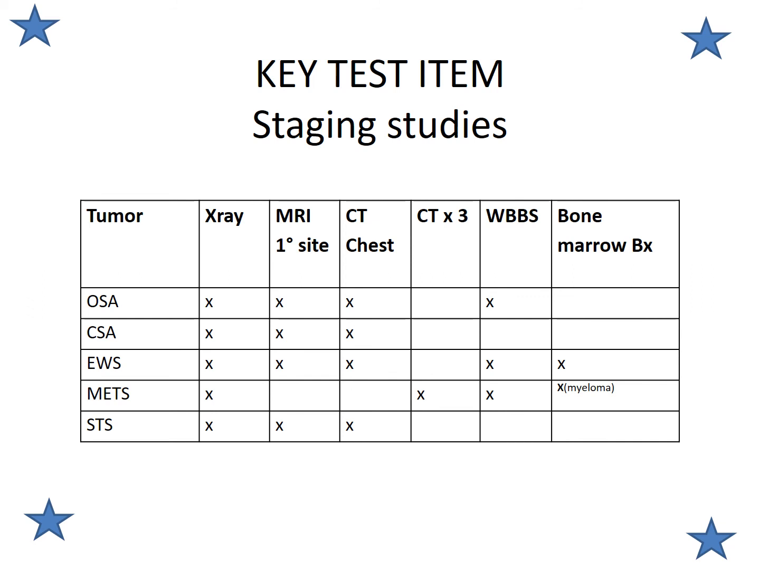Whole body bone scan will help in metastatic disease to find other lesions. It also finds skip metastases in Ewing's and osteosarcomas. That does not apply to chondrosarcomas. And then a bone marrow biopsy is helpful with Ewing sarcoma, and in particular for metastatic disease myeloma. So it's your hematopoietic tumor, not with lymphoma.